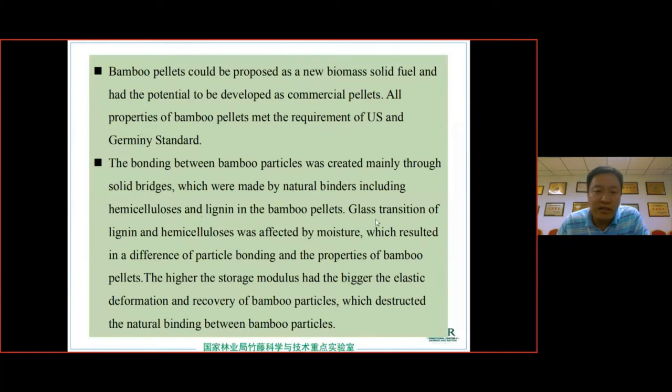The glass transition of lignin and hemicellulose was affected by moisture, which resulted in different particle bonding and different properties of the bamboo pellet. The higher storage modulus gives a bigger elastic deformation and recovery of the bamboo particle, which destroyed the natural bonding between the bamboo particles.